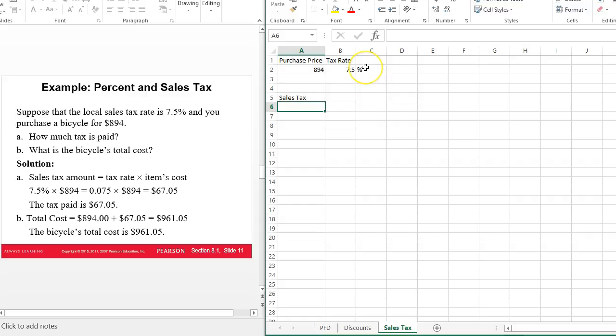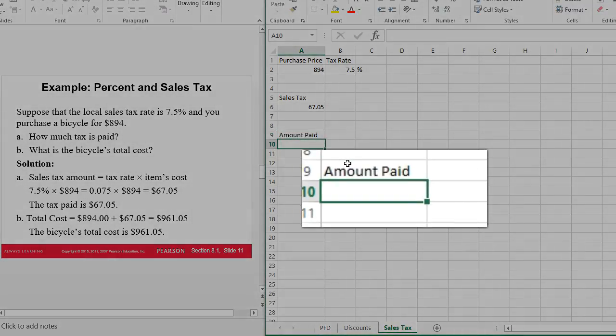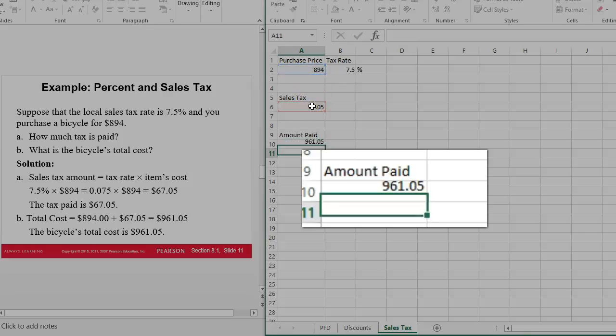So the tax rate, 7.5%, but we need to do equals if we're doing math. To go from 7.5% to 0.075, we got to divide the percent by 100. Okay, now we got it as a decimal, times the purchase price. Just click it, don't type it in, just click it. Right, there's the 67.05, and then what do we do with that 67.05? We add it to the purchase price. So we're going to write amount paid equals the purchase price plus sales tax.